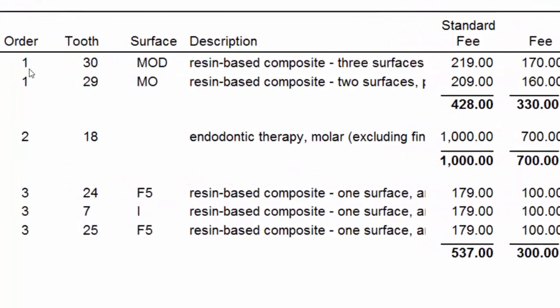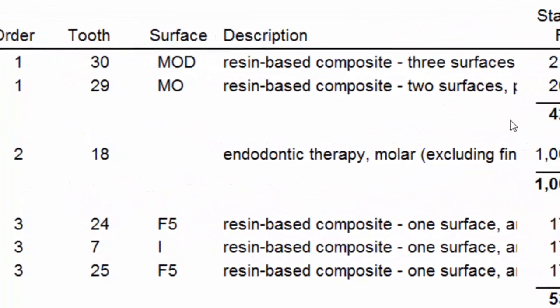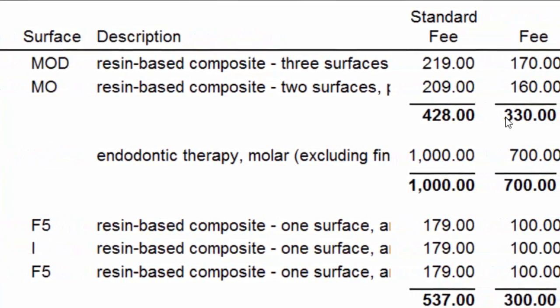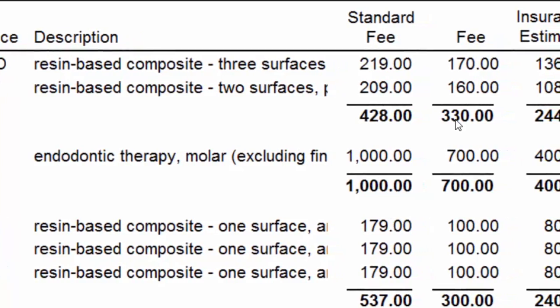So appointment number 1, we're going to do these 2 fillings. Our fee that we're charging at the office is $428. The insurance allowed amount is $330.